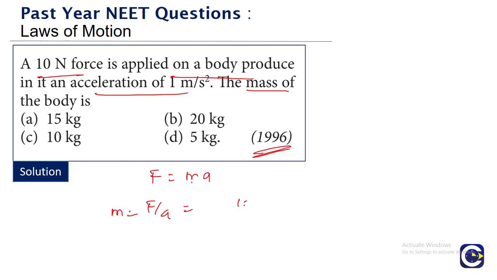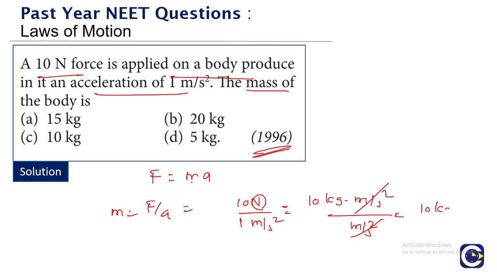Force is 10 Newton. And the acceleration produced is 1 meter per second square. Newton is what actually? Newton is kg into meter per second square, right? So the meter per second square is cancelled. What is the unit? The mass will be in the SI unit, which is kg. So what is the answer for this? It is option C.